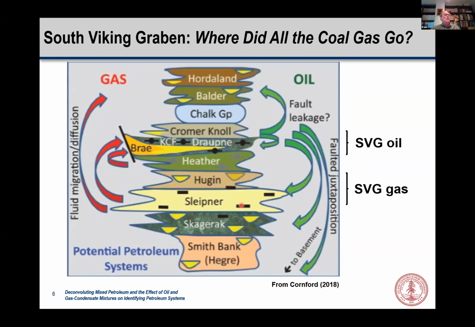Now, there's a related paper I'm going to refer to several times here, written by Richard Patience. He wrote this for mid-Norway, but basically this is the same Graben system. Where did all the coal gas go? Where did all this go? We'll come back to that question a little bit later.